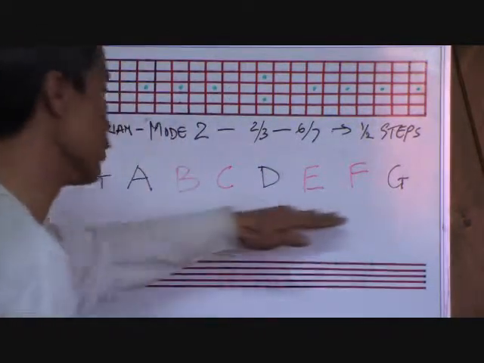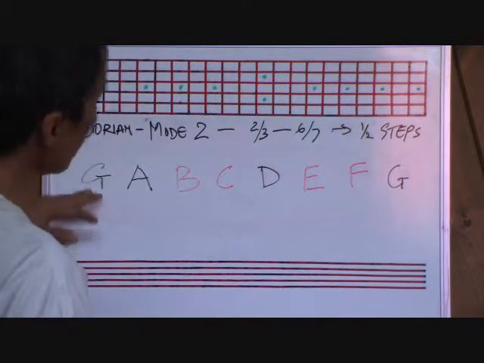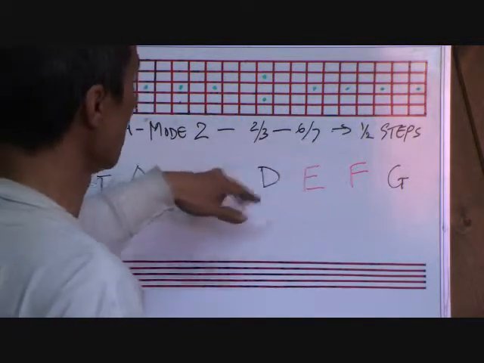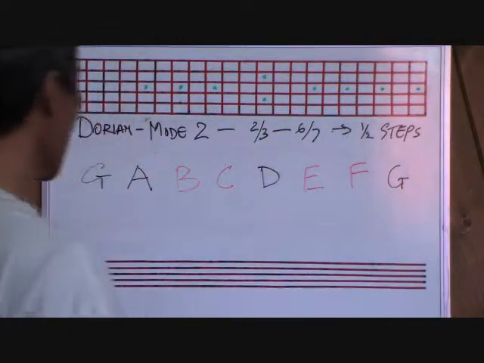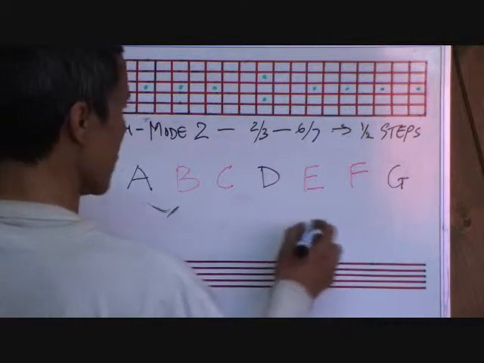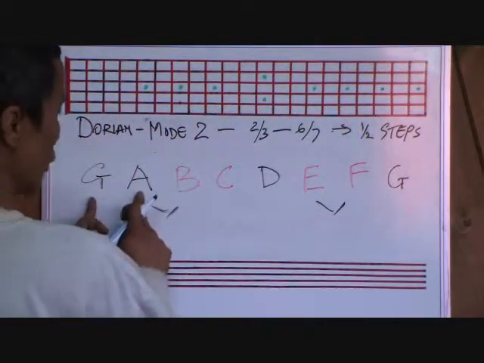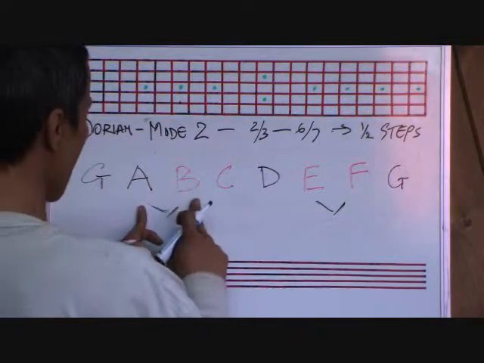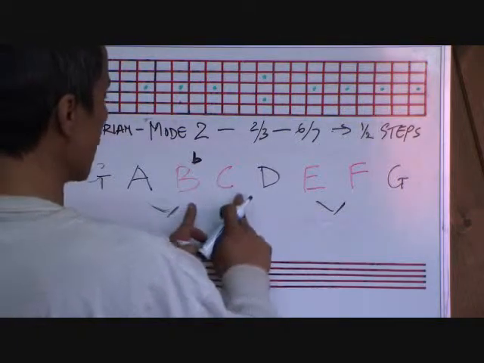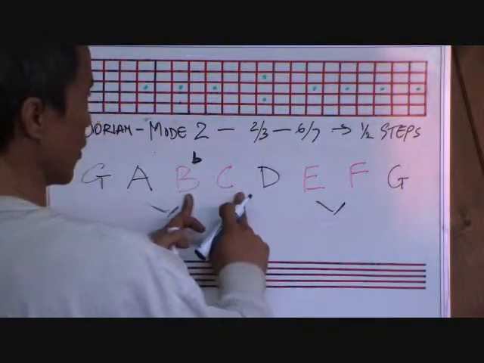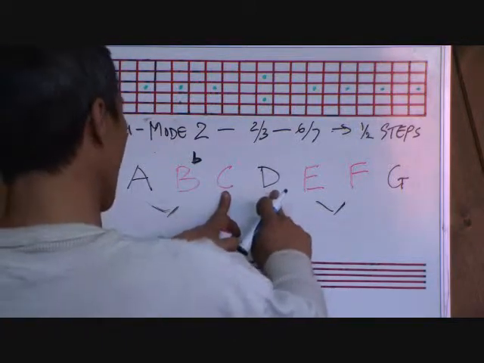Now we need to use accidentals to balance according to the Dorian formula. 2, 3, 6, 7, a half step. Okay? This is 2, 3 right here. 6, 7 right here. So G to A full step, leave it alone. A to B, you need to flat the B now to make it a half step. B flat to C full step, leave it alone according to the formula. C to D is full step, leave it alone.